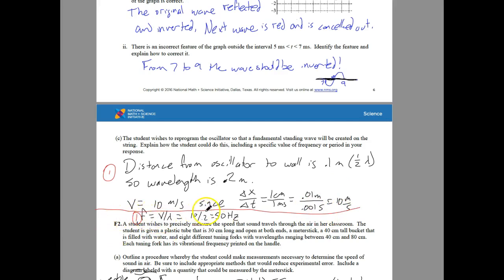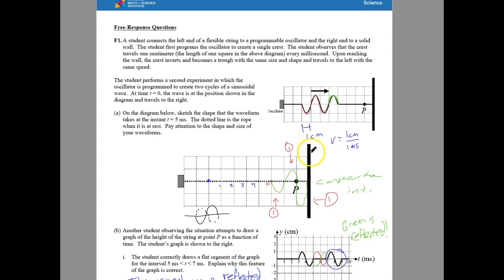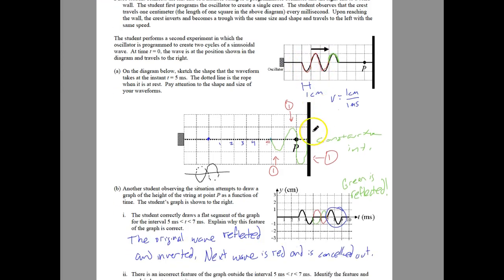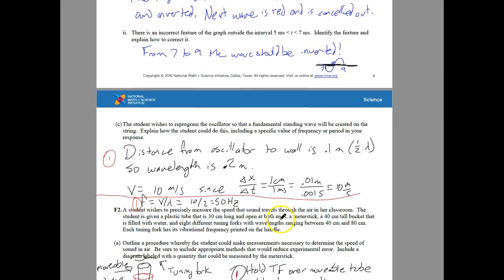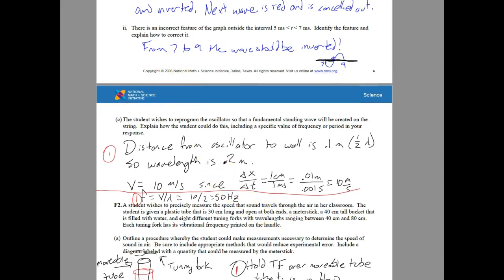Your frequency then would be that 10 divided by that wavelength, which is 0.2 meters, and that would end up giving you 50 hertz. And that's how you would reprogram it so that that fundamental standing wave would be created on the string. And I think that is it. One thing you might want to see here is that original that you see where you get that 1 centimeter, so you've got 0.2 meters, so that you end up with that wavelength. And that is the end of the first one.